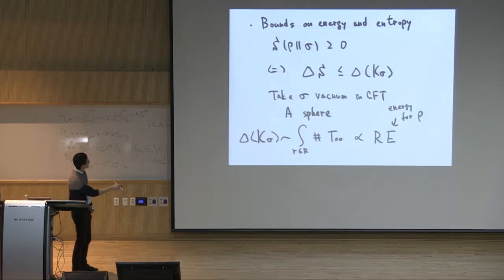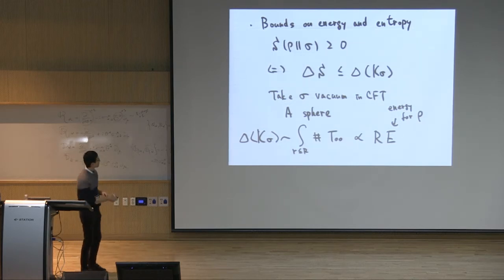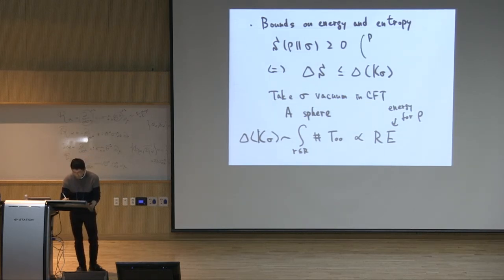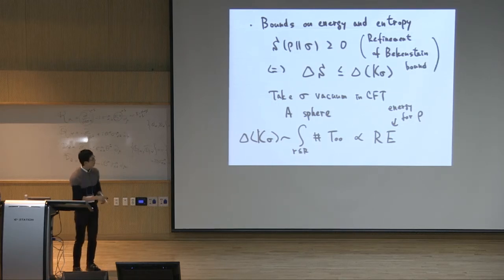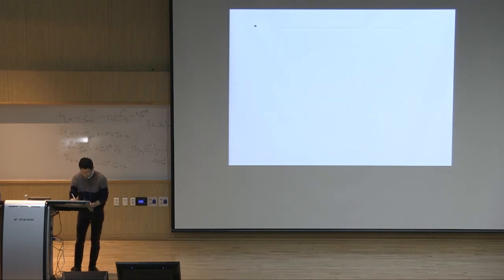So then you have a bound for the entropy. This is a kind of refinement of the so-called Bekenstein bound. And this is one application of the positivity of relative entropy. And a more non-trivial one is the so-called derivation of the averaged null energy condition.